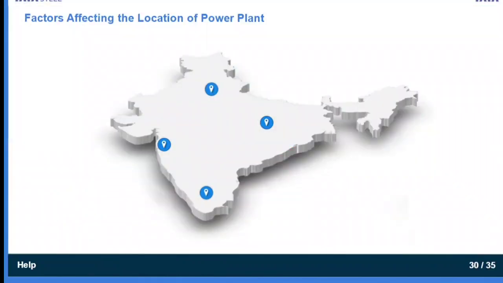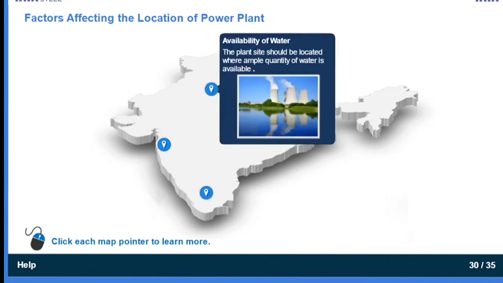The 4 factors affecting the location have been mentioned on the screen. Click each map pointer to learn more. Availability of water. As sufficient water is required for cooling purposes, therefore the plant site should be located where ample quantity of water is available. Example, across a river or by seaside.